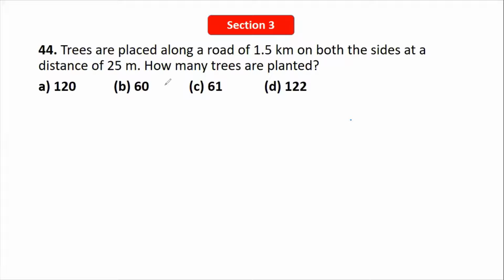So, trees are placed along 1.5 kilometers on both the sides at a distance of 25 meters. There is a road, I'll draw one. So this distance is 1.5 kilometers. The trees are placed like this, and they are also placed here. So every 25 meters, there's one more tree.